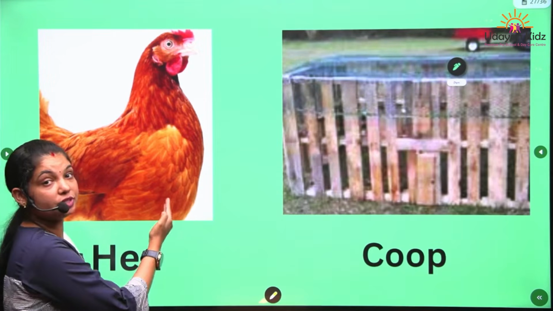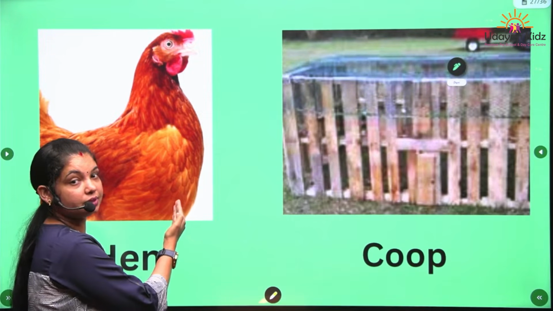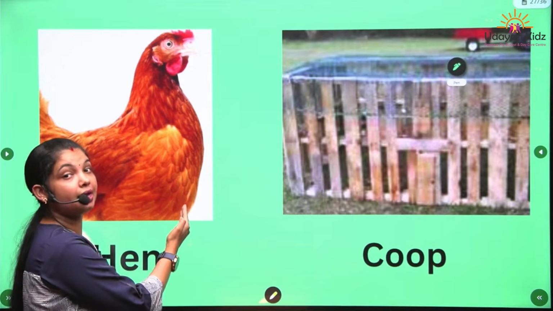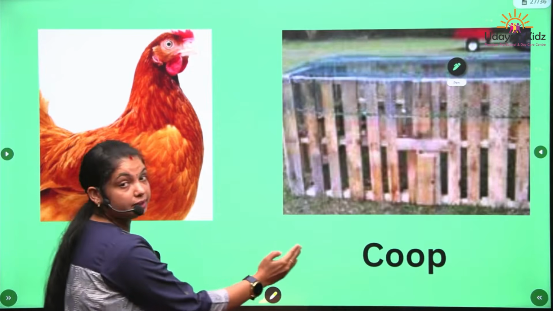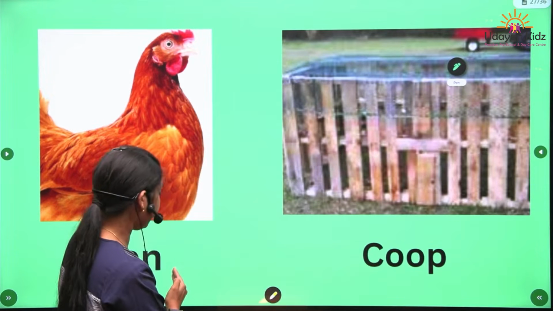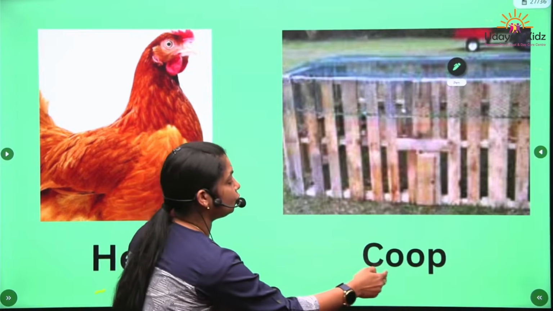And which bird is this? This is a hen. This is a domestic bird. The hen lives in the coop.